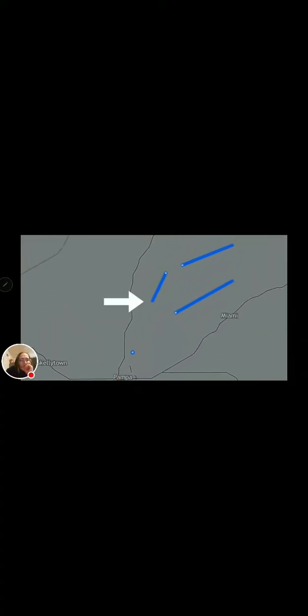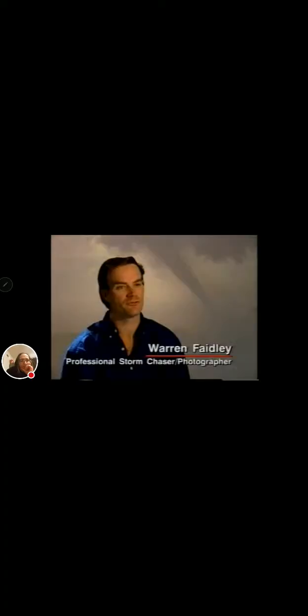The actual Twister movie cover tornado occurred only a few miles to the northeast near Miami, Texas, a year prior on May 28, 1994. How do we know this? Well, because we know who took this photo.